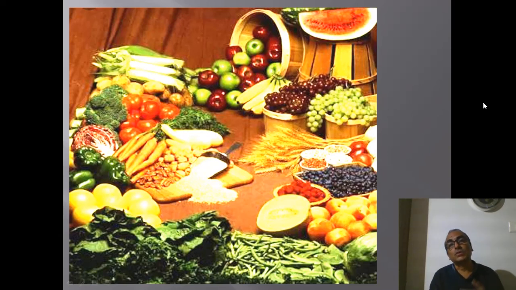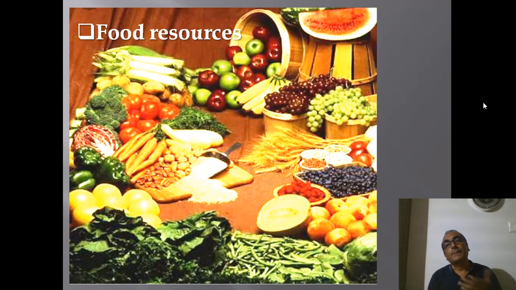Quickly let us go through the food resources also. As you see on the screen, very healthy food, which is what we need: the vegetables, the fruits, the pulses, the cereals. All these are very essential for our good health, to maintain ourselves healthy. And to survive, we need food every day.